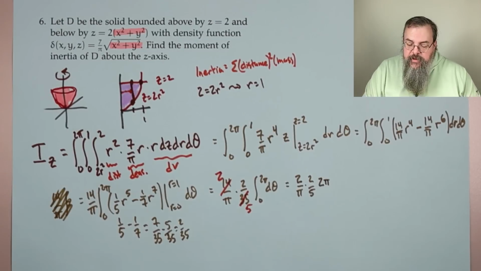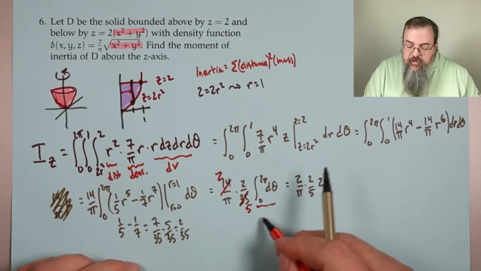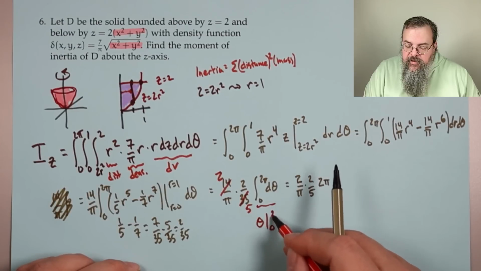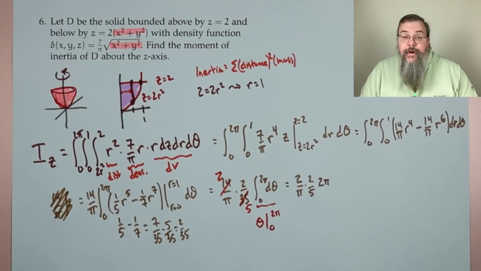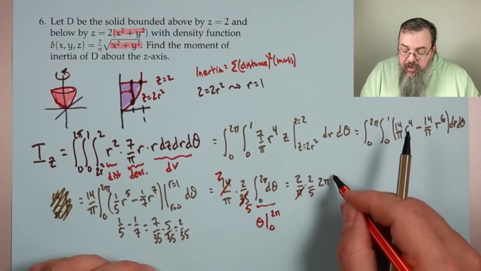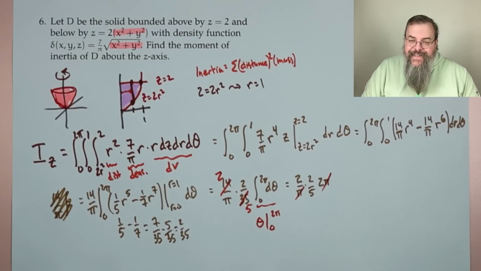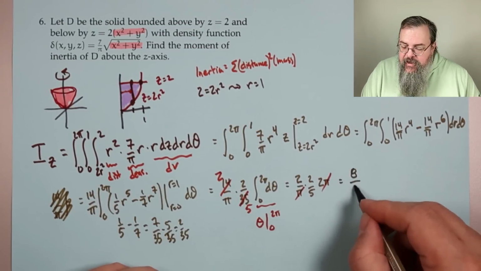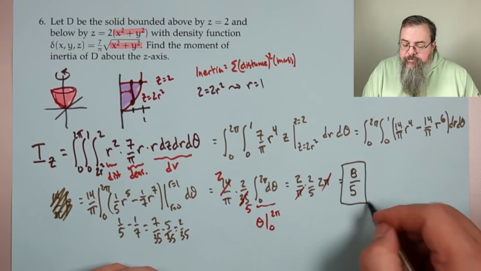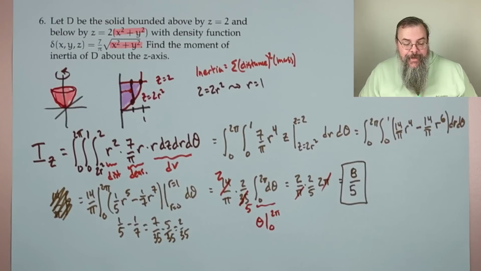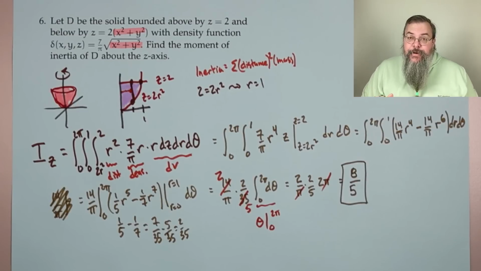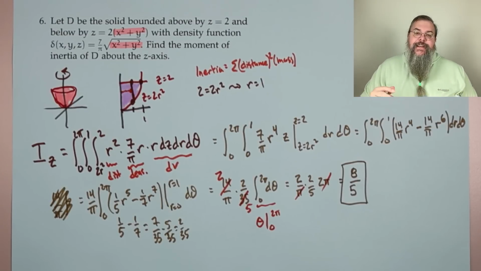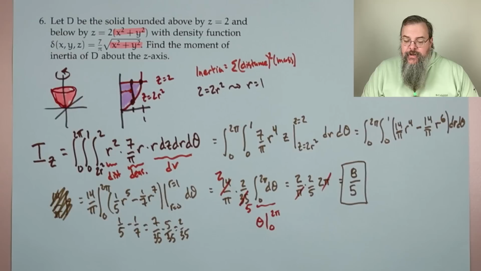All right, we'll go ahead and just make some notes here. This is theta evaluated from 0 to 2 pi. And now the pi's cancel. And we get 2 times 2 times 2, which is 8. And then divide by 5, 8/5. And there we are. We did it. We got an answer. And, all right. Well, phew. Good, good.